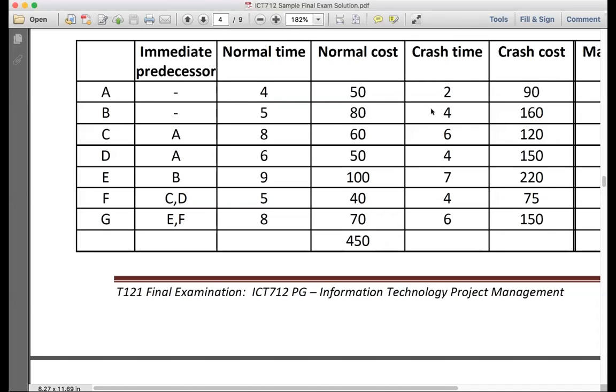All right, Jake, how many periods can I crash D? 6 minus 4 is 2. And what's the cost per period? 100 minus 50 divided by 2 is 50. Perfect. Thank you very much.